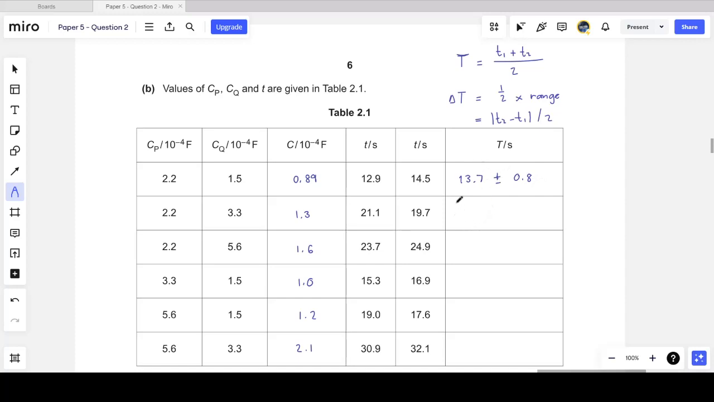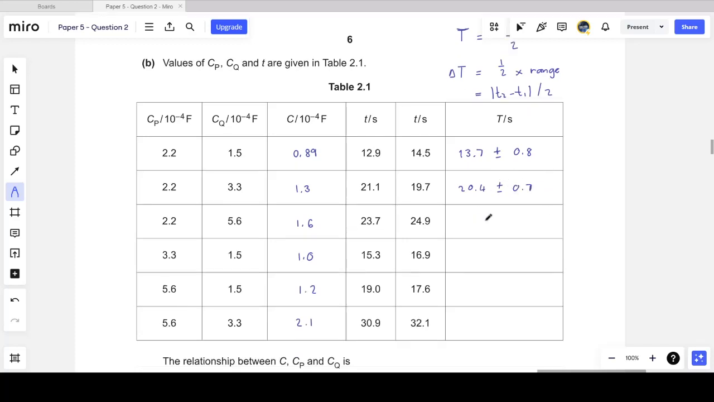Now if I do this for the rest of the rows in the table, I have 20.4 plus or minus 0.7, and you'll notice something strange happening here. And then I have 24.3 plus or minus 0.6. For the fourth row, I have 16.1 seconds plus or minus 0.8. 18.3 for the fifth row, plus or minus 0.7. And for the final row, 31.5 plus or minus 0.6 seconds.